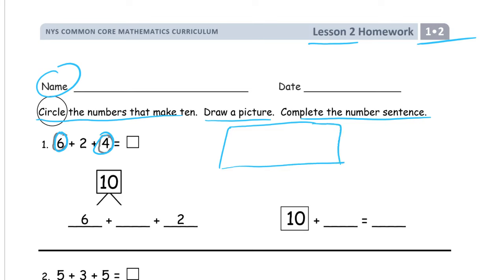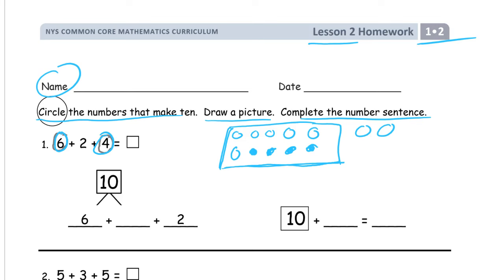So I'm gonna draw a little box here and I'm going to make the numbers that make 10 first. So that's 6 and the 4. 1, 2, 3, 4, 5, 6. And then the 4, I'm going to make like that. 1, 2, 3, 4. And it fills this 10 frame. The 10 frame, this box, that should have 10 inside it when it's full. And then there's the 2.